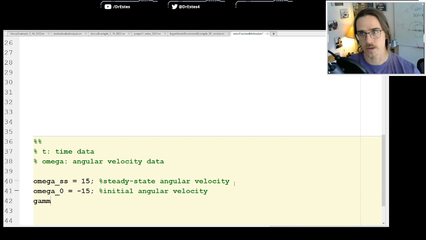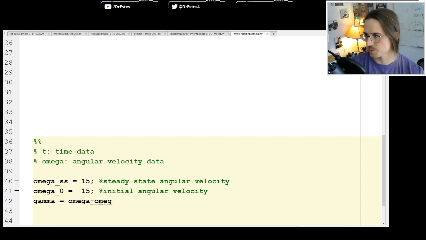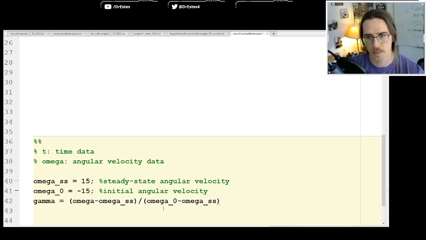So our error fraction, which I called gamma, that's going to be omega. So that's a variable that I already have. It's a vector. It's a function of time. I subtract the steady state value, and then I divide by omega naught minus that steady state. So this is the error fraction. And I want to plot the error fraction as a function of time.